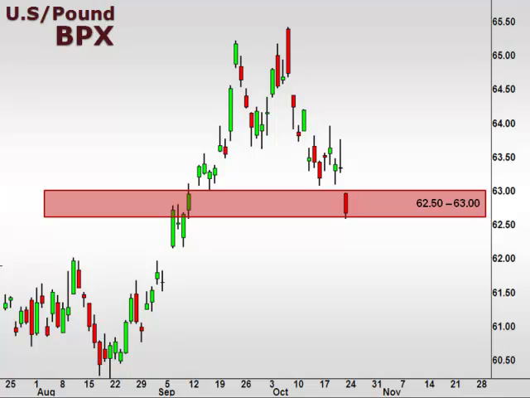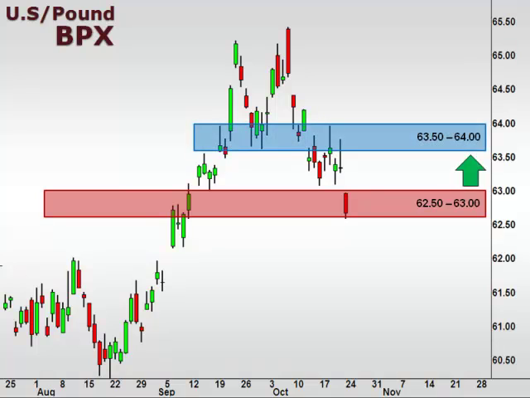Next up, the BPX, the US versus the British pound. The BPX continued lower, testing the 62.5, 63 support. We expect to bounce to test 64 this week. However, the next support sits down at 61.5, 62.